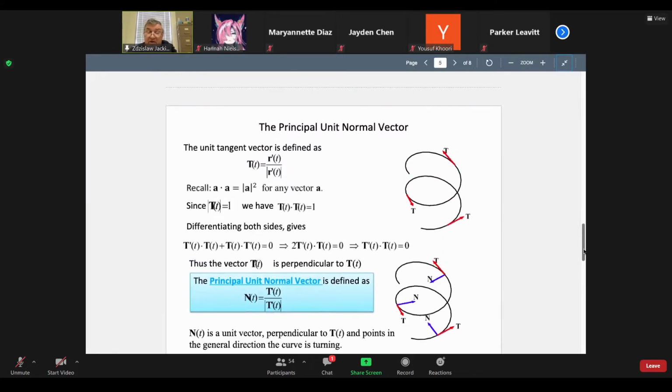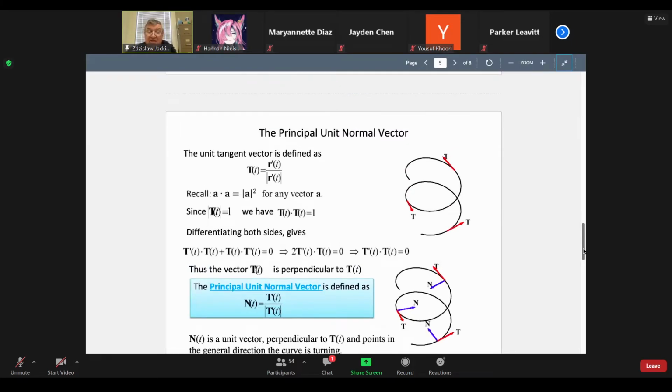So we can compute the unit tangent vector, and we can compute the unit normal vector. Probably next there's some kind of computational example. Let's do a specific example in a moment. But any questions here?